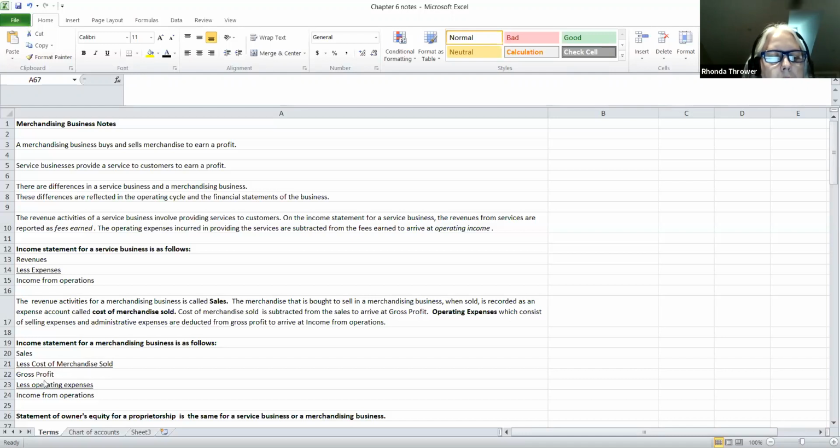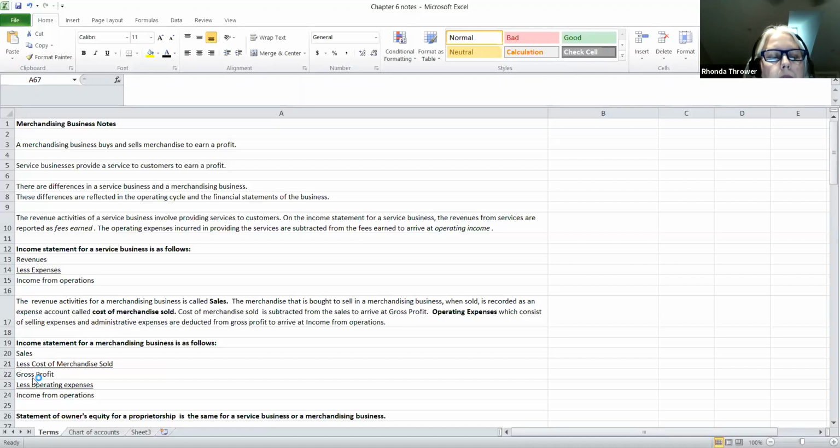Now there's a new line that we need to talk about, which is called gross profit. And gross profit is just a category. It's not an account that you're going to find in your ledger. Your sales account and your cost of merchandise sold, you will find in your ledger accounts. But gross profit is just a subtitle. And this gross profit is found by subtracting the cost of merchandise sold from our revenue. That will give us our gross profit.